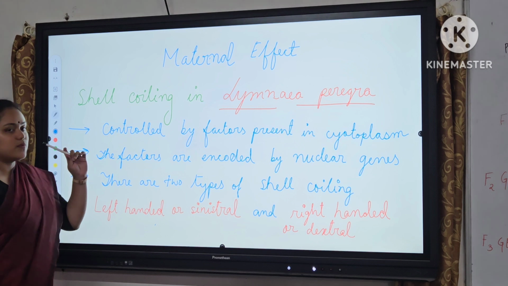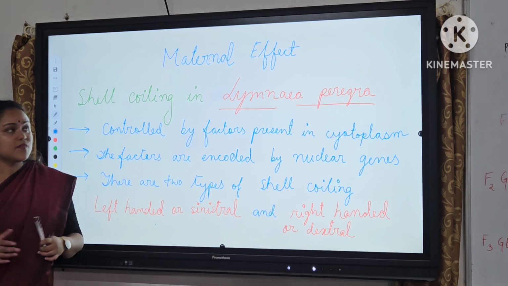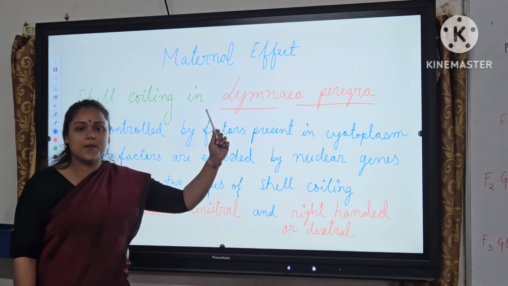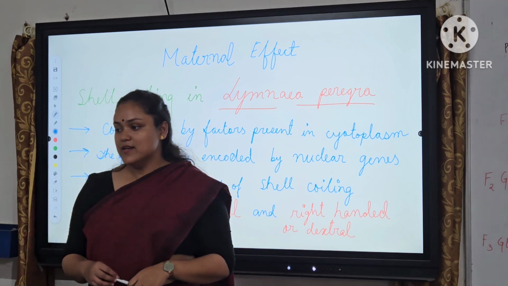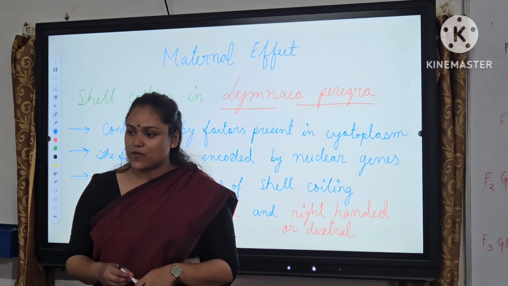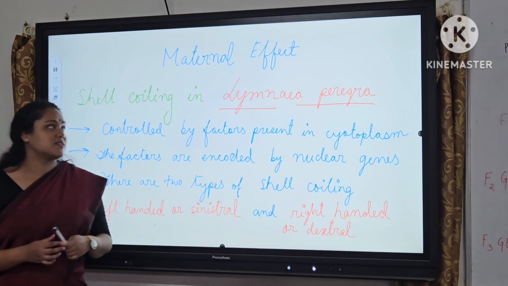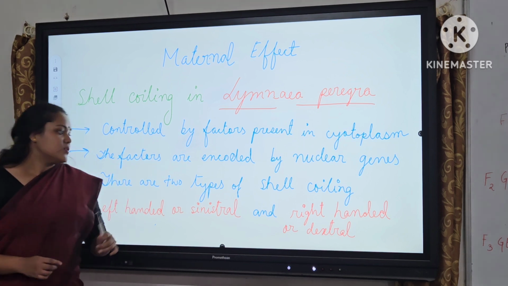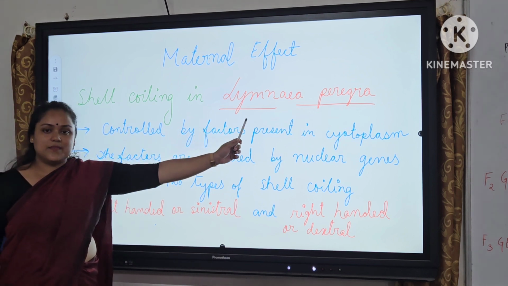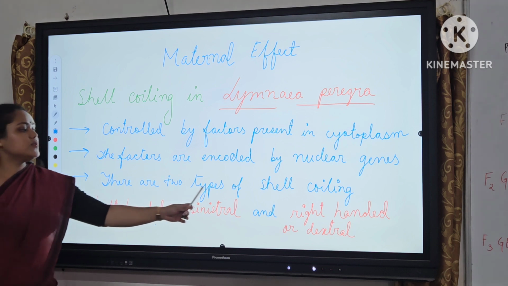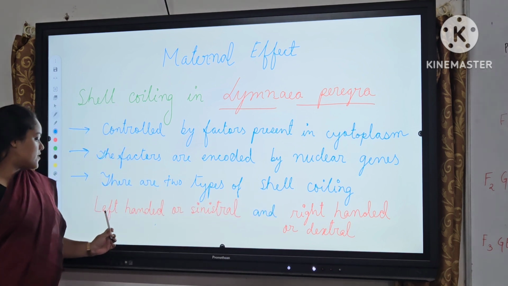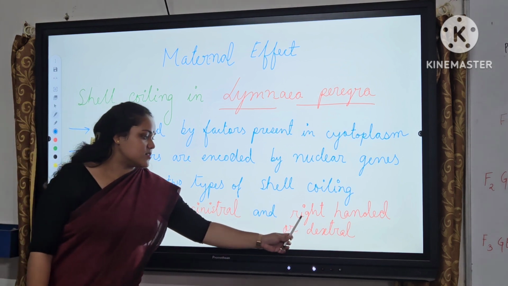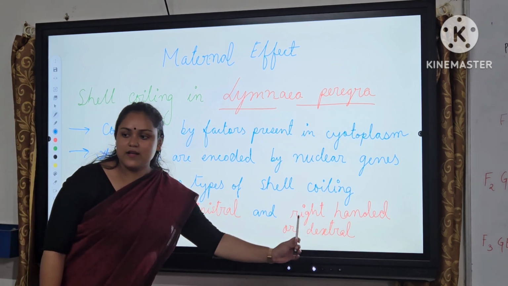The example that we are going to study under maternal effect is shell coiling in Limnaea peregra. Limnaea peregra is a species of snail, and this is its scientific name. We will see the type of shell coiling. In this species there are two types of shell coiling: the first one is left-handed or sinistral, and the second one is right-handed or dextral.